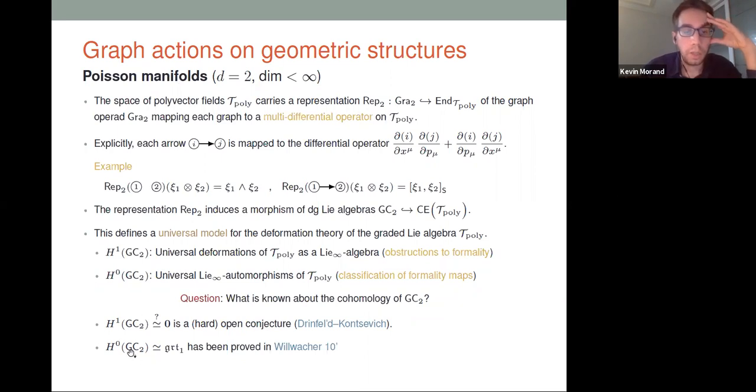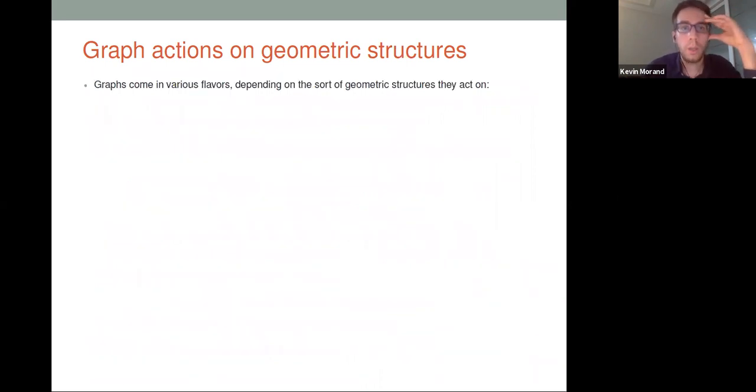Okay, and regarding the classification, it has been shown by Willwacher that the zeroth order cohomology identifies with the Grothendieck-Teichmüller algebra. So this is a rationale for the fact that we have some action of GRT1 on the space of quantizations. All of this can be understood in terms of this action of graphs on the space of polyvector fields. So we can understand all of this just at the level of T-poly, without even knowing D-poly.